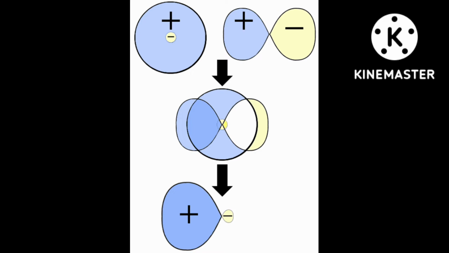Then the process of mixing of different orbitals having different energy to give orbitals of equivalent energy, this is called hybridization. The new orbitals will have the same number, which you can keep in mind.